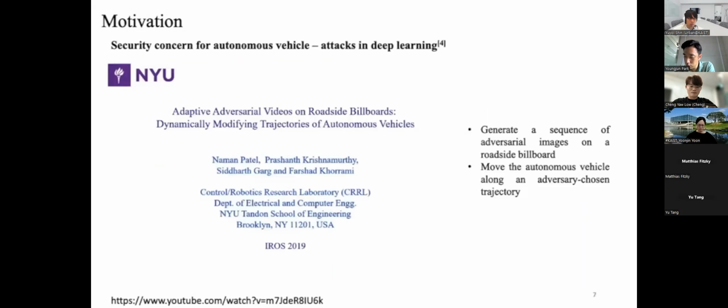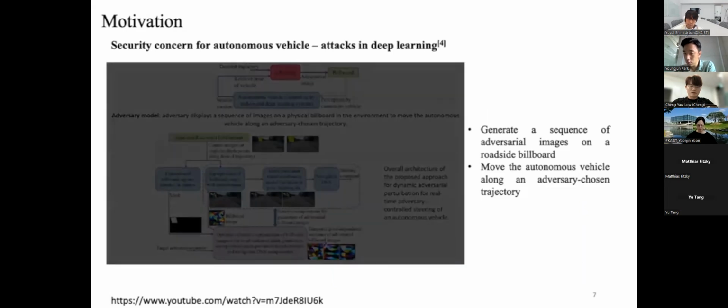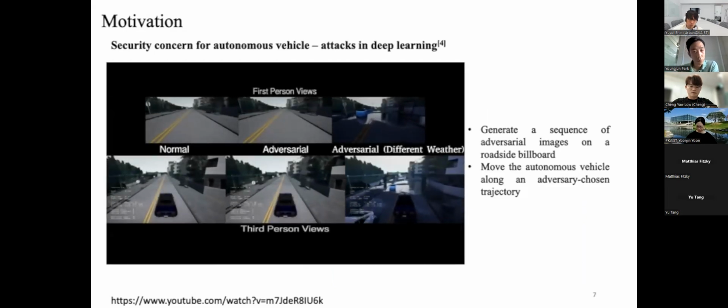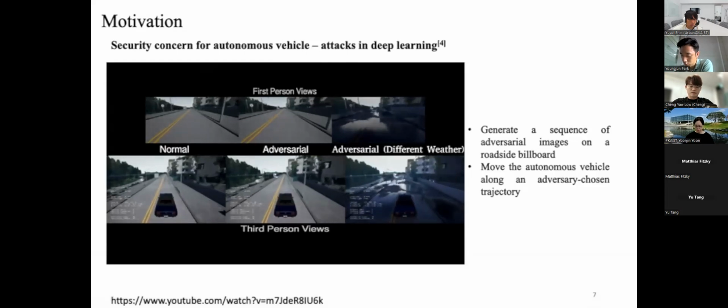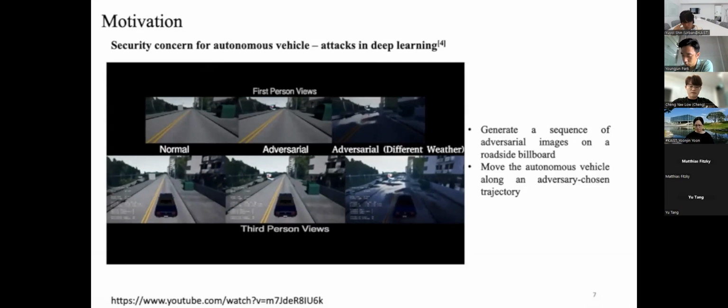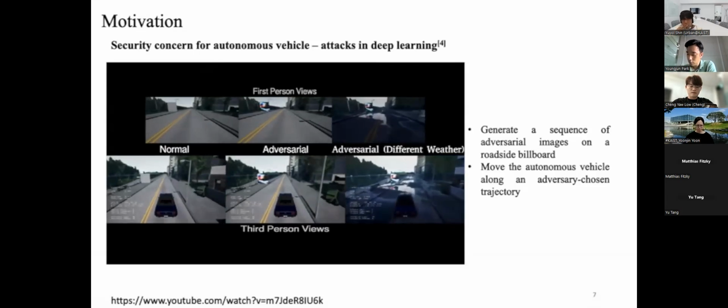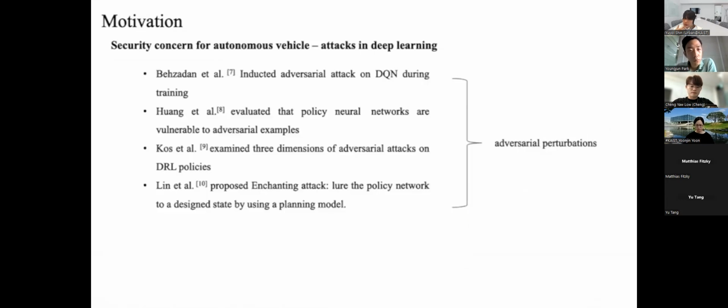Besides hacking cars, exploiting deep learning methods allows more opportunities for attacks. As we all know, deep learning methods are vulnerable to adversarial attacks. In the work of Professor Garg, they designed an adversarial video on a billboard to make the autonomous vehicle follow a specific trajectory. It shows that adding small adversarial perturbations to the input of a deep learning model can significantly change its outputs. There are also many other works evaluating the vulnerability of deep learning models, especially deep reinforcement learning models, by crafting those adversarial perturbations on inputs to misguide the outputs of the benign model.